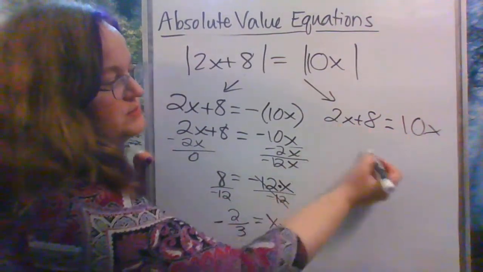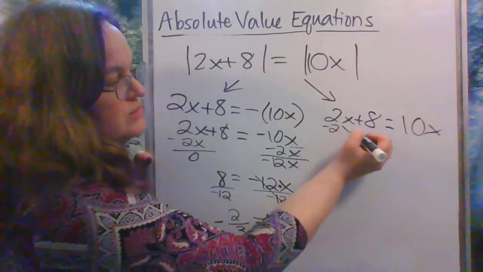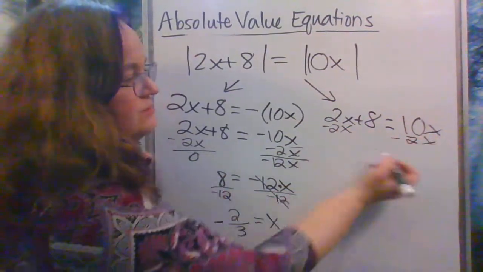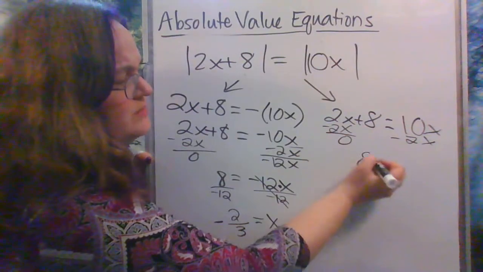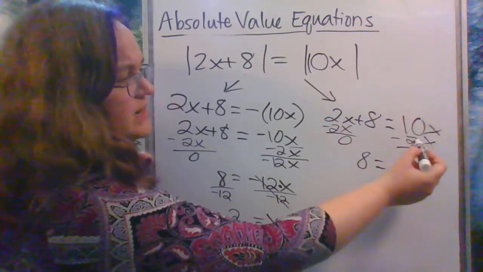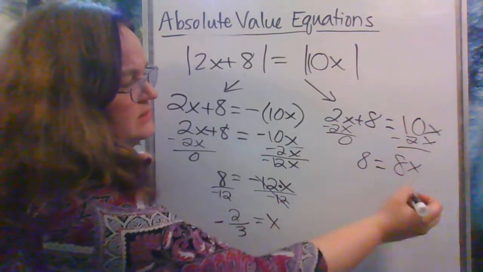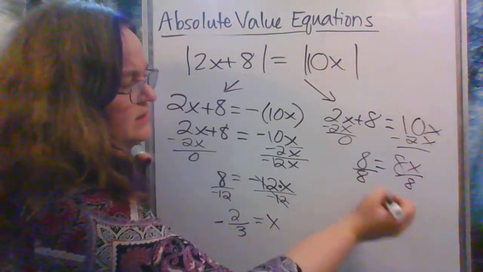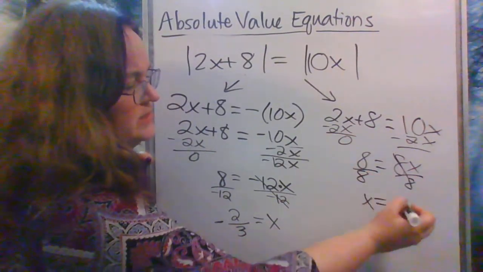Again, I've got variables on both sides, so I want to start by moving my 2x over. I've got left with 8. Okay, 10 minus 2 is 8. So when I divide by 8, I get x equaling 1.